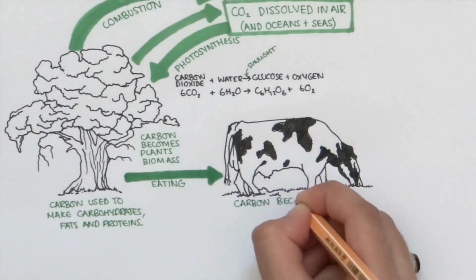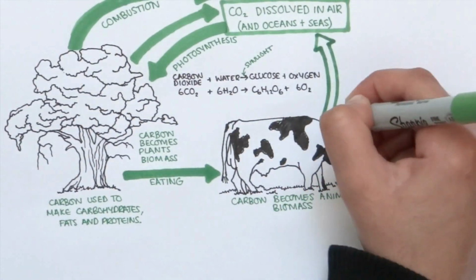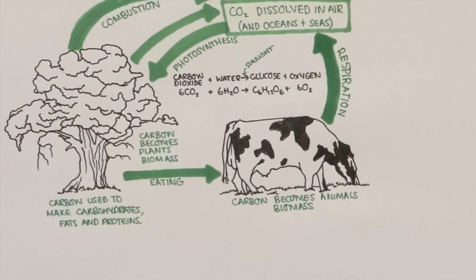When these animals respire, they release carbon dioxide. The equation for respiration is sort of the opposite to the equation for photosynthesis. It's oxygen plus glucose makes carbon dioxide plus water plus energy.